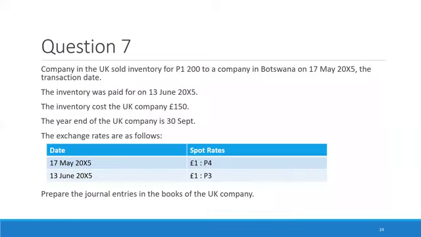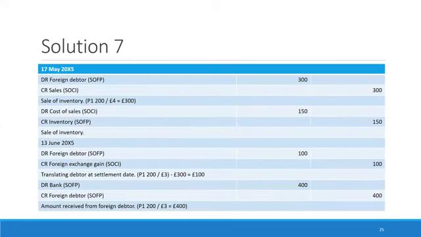We then reach settlement date and we see that the spot rate has in fact changed. So what we need to do at settlement date is firstly restate or update the foreign debtor to the new balance. So on the 13th of June, we now find that the foreign debtor would need to pay us how much? So they would need to pay us 1,200 divided by 3. They would have to pay us now £400.